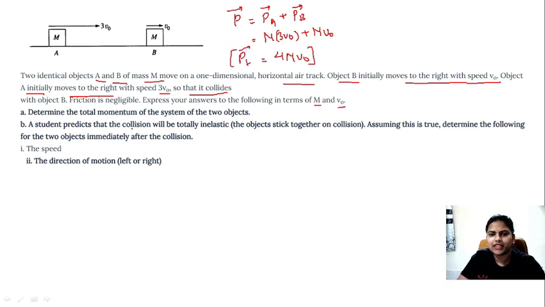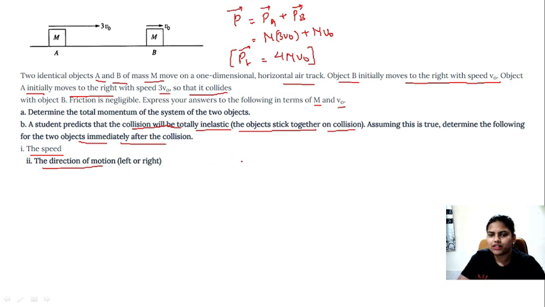Our students predict that the collision would be totally inelastic. Inelastic means the objects stick together on collision. Assume this is true. Determine the following for the two objects immediately after the collision. So we have to find the speed and the direction of motion.